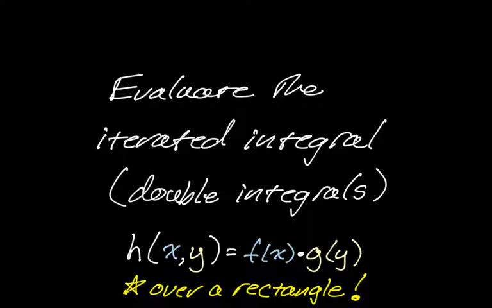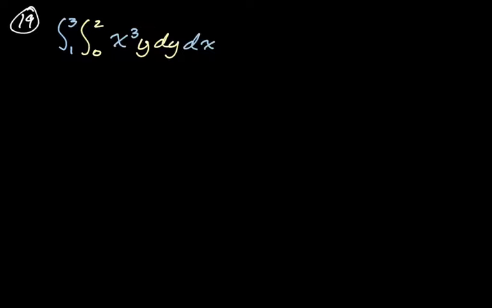We're going to integrate over rectangles. And let's take a look at the first one. So number 19, we're going from 1 to 3, then 0 to 2, x cubed y dy dx. All right, so I look at this and I think we have x cubed, and then that's its own thing. When we're integrating with respect to y, x is a constant, right? So we can actually factor that out.